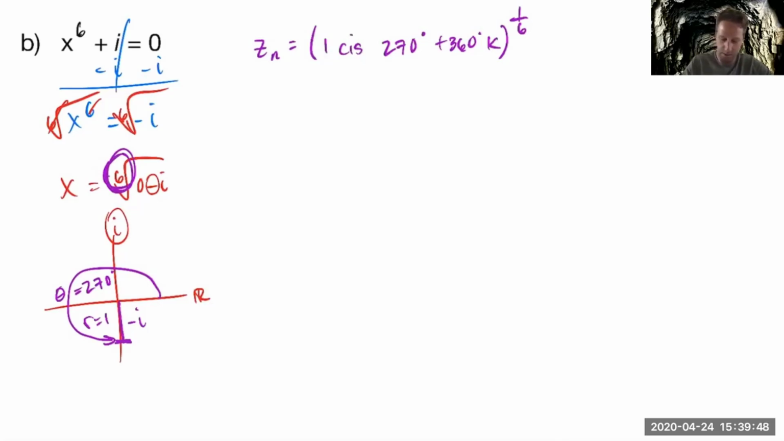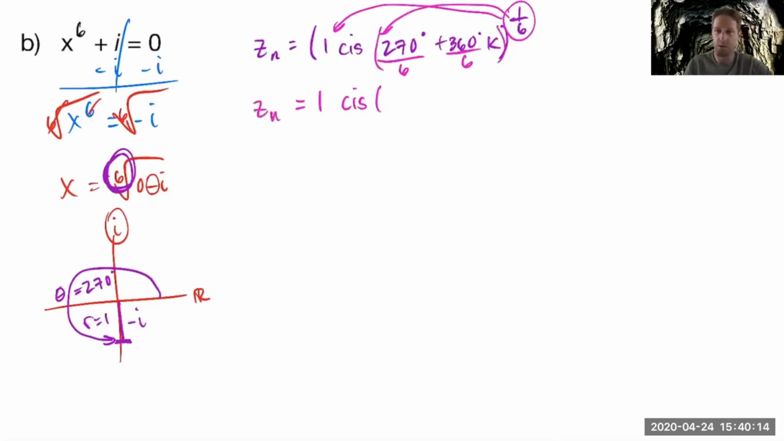Doesn't get much easier because our r is 1. We can then distribute and raise it to the 1/6 power, which means the sixth root of 1. Any root of 1 is 1. And then don't forget, we're going to distribute through by 1/6 to each of those. And that would then give me my angle measurements for any of these roots, z1, z2, z3, z4, z5, and z6. And in this case, when we divide the 6 into the 270, let's just look at that.